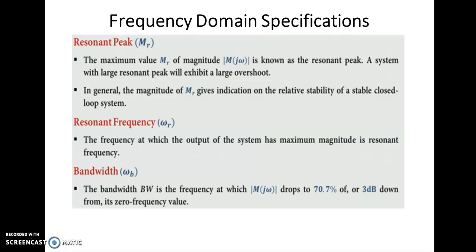And the next one is the bandwidth, denoted by omega b. It is the range of frequencies at which the magnitude drops to 70.7%, or we can say minus 3 dB, from the zero frequency value.